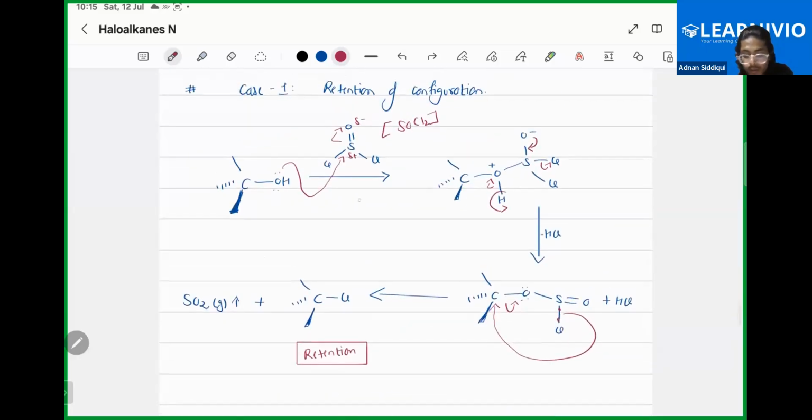In your exam, they are not going to ask you the mechanism. They will simply give you questions and will mention the reagents. Like they will simply say you are reacting alcohol with SOCl2 alone. The product is going to be a retention product or inversion product. So without pyridine, you are going to get retention, right?